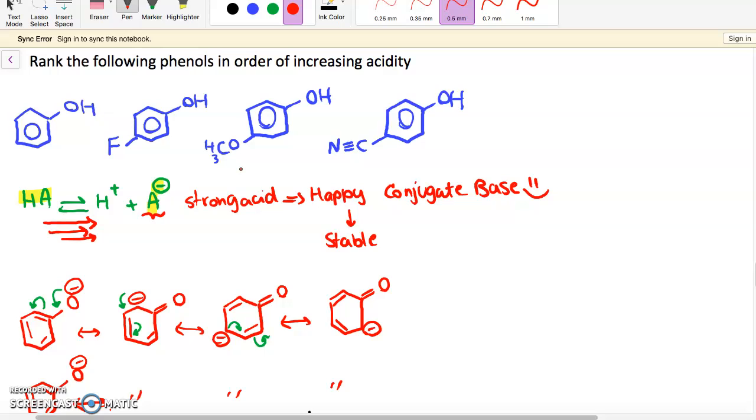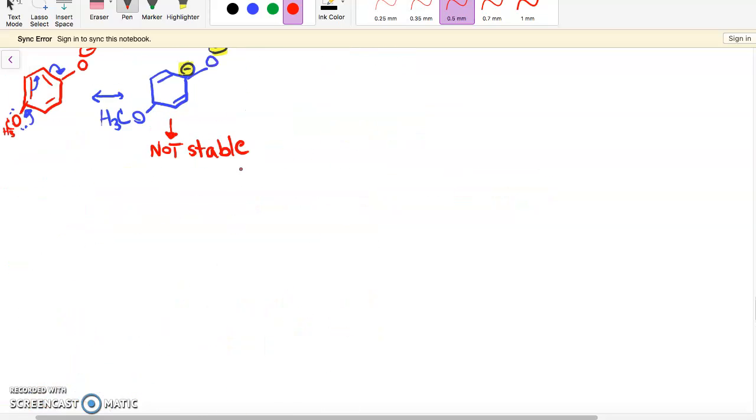And lastly, we have the one with cyanide. So let's talk about that one. Let's draw the conjugate base. Now, what do you know about cyanide?